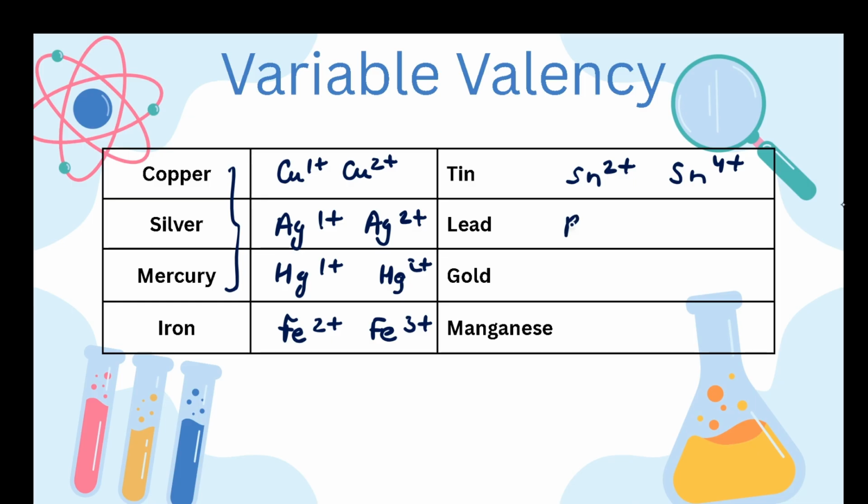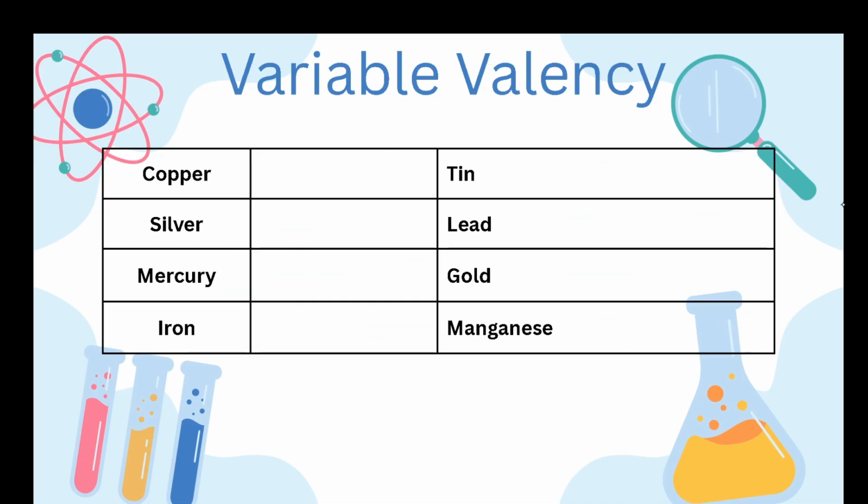Lead is plumbum. It shows a variable valency of 2 and 4. Gold is what? Aurum. Aurum shows a variable valency of 1 and 3. And lastly, manganese shows a variable valency of 2 and 4. So all these variable valencies you need to memorize in order to write the chemical formulas.